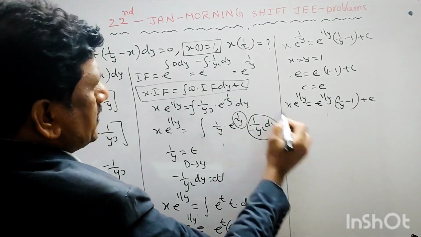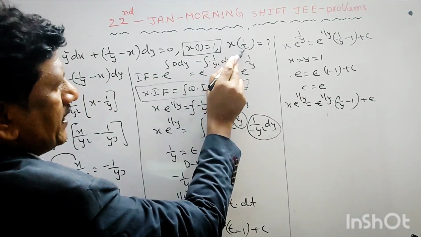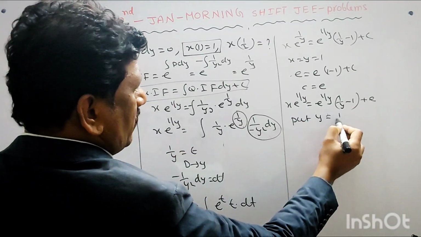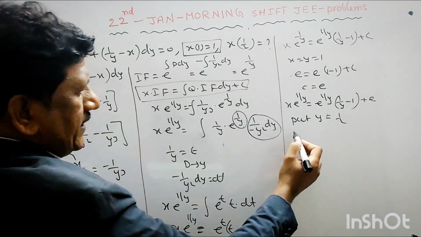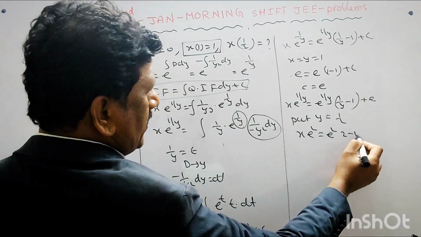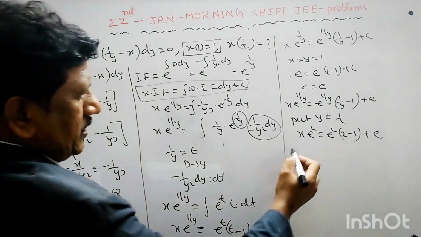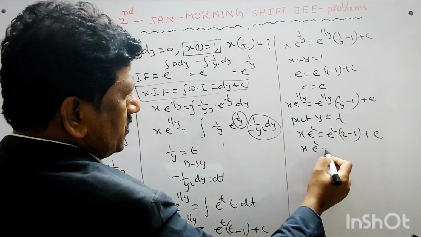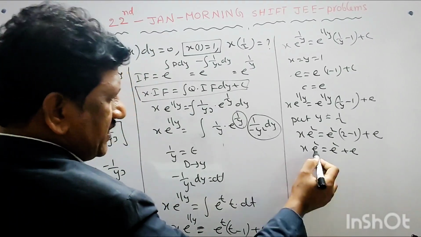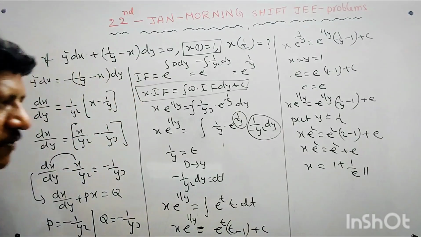So you see that now, what is the meaning of this step? Find x when the value of y is 1 by 2. Okay, put the value of y as 1 by 2 in the above step. You will get x into e square, e square times 2 minus 1 plus c, plus e here. Okay, right? So then x e square is equal to e square plus e. We want only x, so send e square over. 1 plus 1 by e is the answer for this problem.